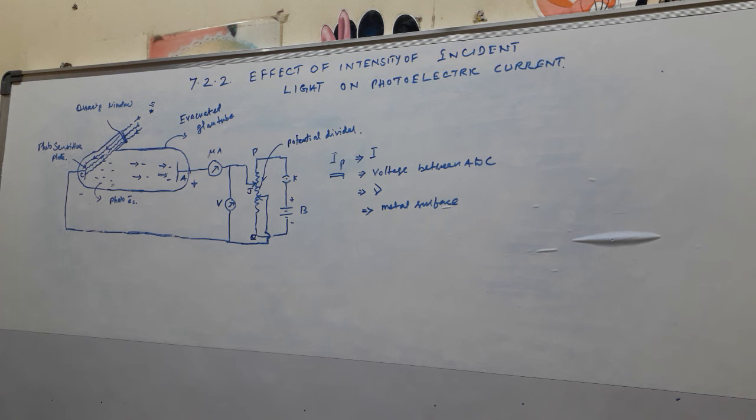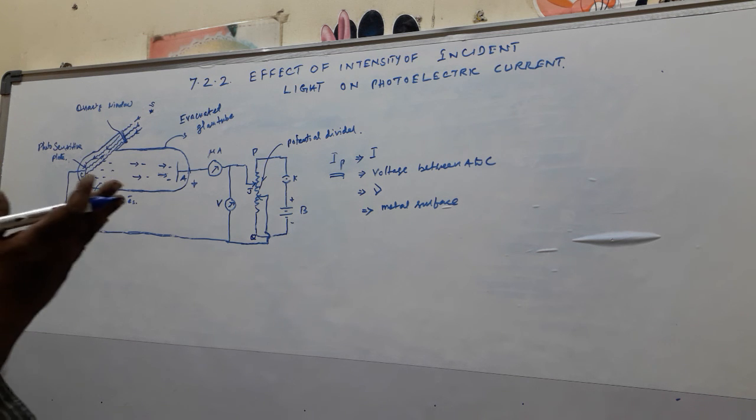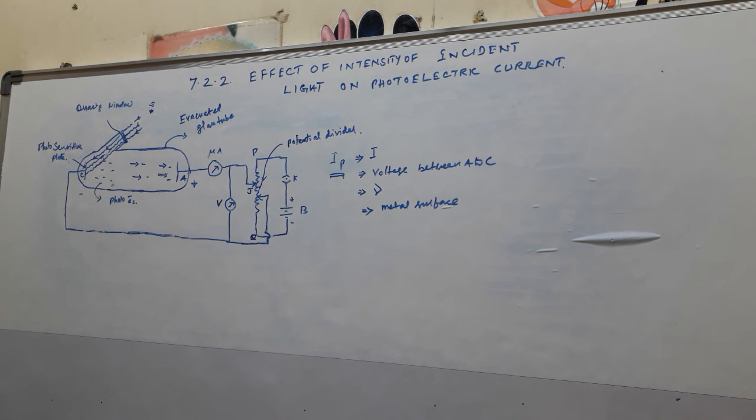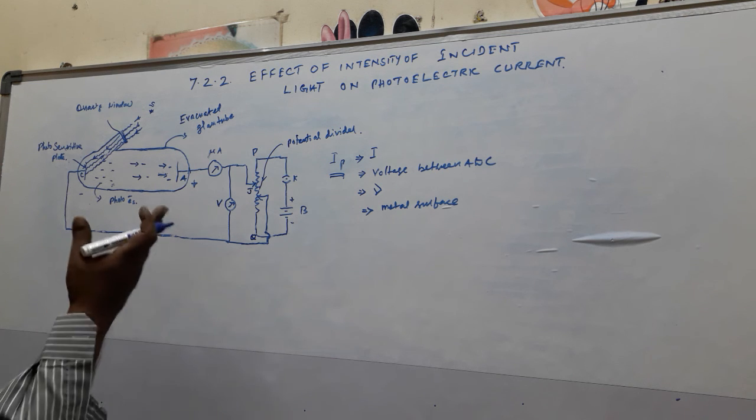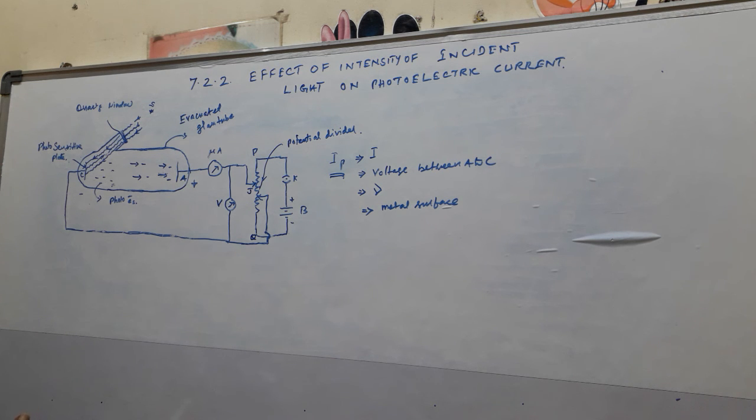What is the relation between A and C, and what happens when you change the intensity, or when you keep the intensity constant and change the voltage? And otherwise, if we keep everything else and change only the frequency, what changes may happen here? That's what we are going to see one by one. It's a very important thing.